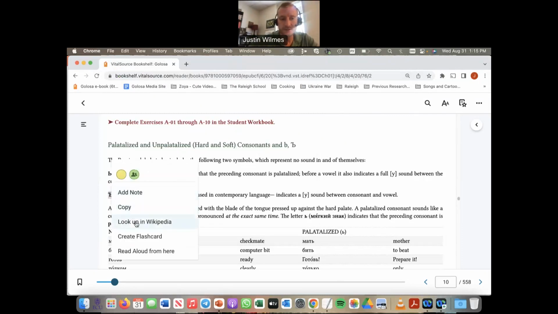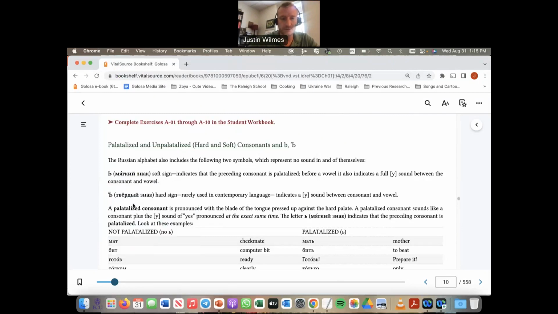This is the hard sign, which in Russian is called твёрдый знак, hard sign, and it's rarely used in contemporary Russian. So we're really not going to deal with it that much. We're not going to see it that often, but it indicates a Y sound between a consonant and a vowel. So again, just know that it exists, know what it looks like, know how to name it, but this one's not going to be something that we do a whole lot with for quite a while. So again, we have soft sign, hard sign, мягкий знак, твёрдый знак.